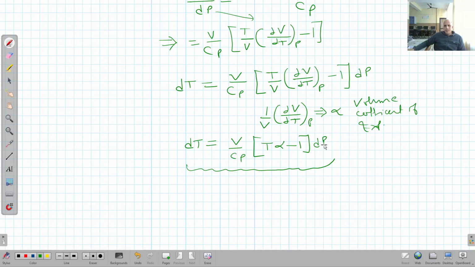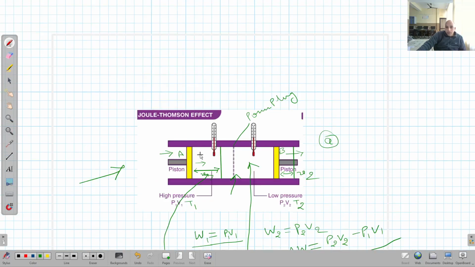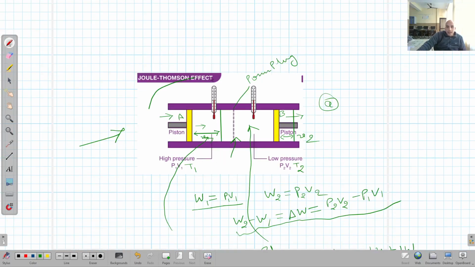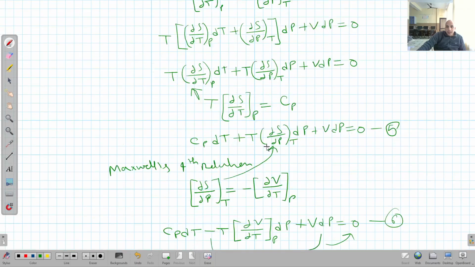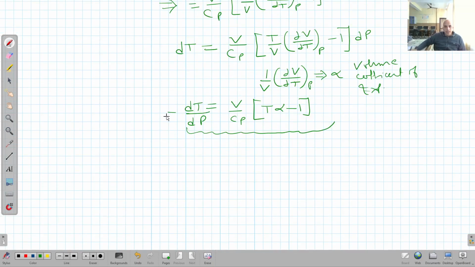Now I can once again take dP toward this side, and I can write it in this form also. So what is this equation telling us? This equation is telling us the change in temperature with respect to the change in pressure. So this will tell us whether the temperature will change or not when the gas is allowed to expand from this side to this side. Clear? So this is the final result that we were looking at. Sometimes this factor is denoted as mu. Clear? Mu, right?